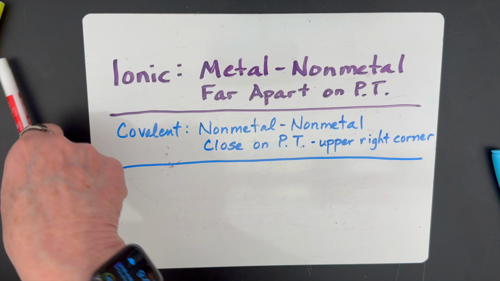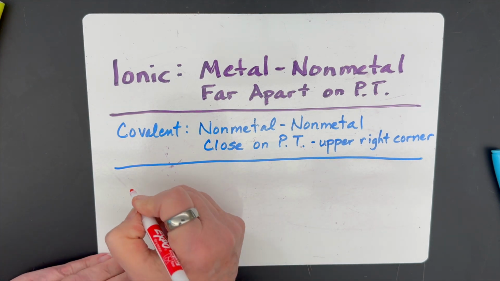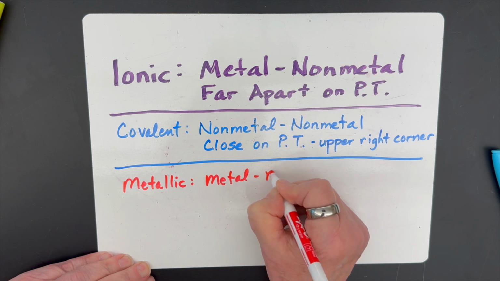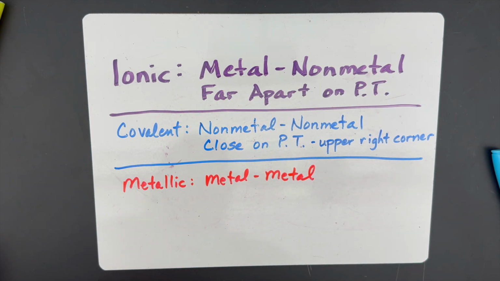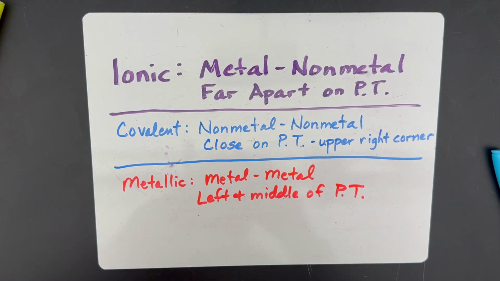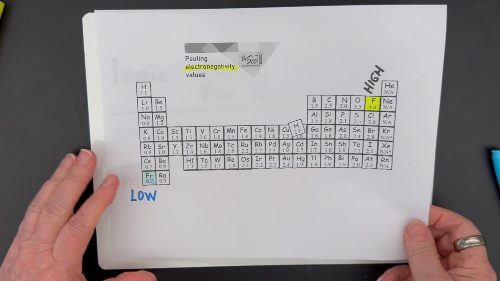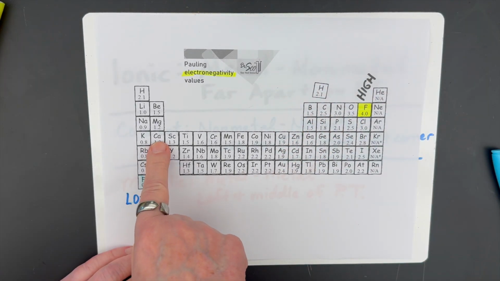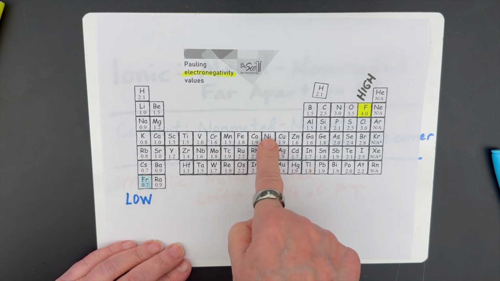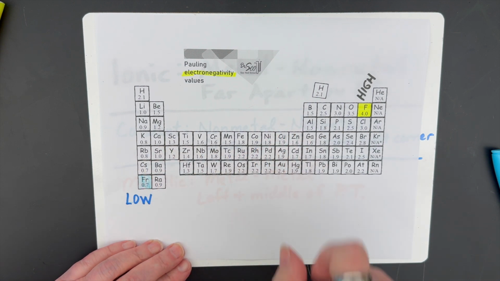And of course, our metallic that we talked about at the beginning is a metal with another metal. And that's where we have our sea of electrons. And remember, the metals are on the left and the middle of the periodic table. And both elements will be in that area. So that might be something like calcium and chromium, or strontium and nickel, or copper and zinc.